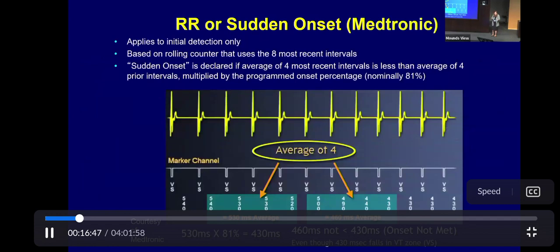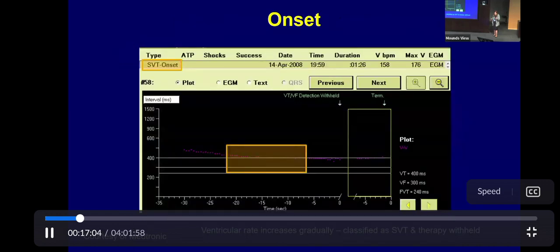And so this is looking at sudden onset, looking at the average of the preceding 4 to the current 4. If you have it set at, say, maybe 81% of the cycle length, it'll compare that and decide: am I going to reject it? Is it SVT or is it VT? This is just showing you an example of that, where you had a sudden onset below the rate cutoff of the device. It was classified as SVT based on this criteria because it then just gradually increased to where it's detected in the VT zone.